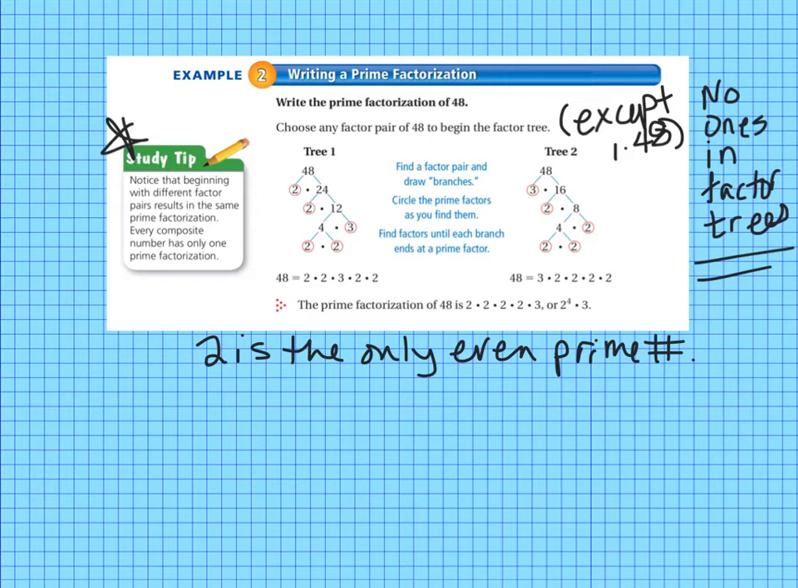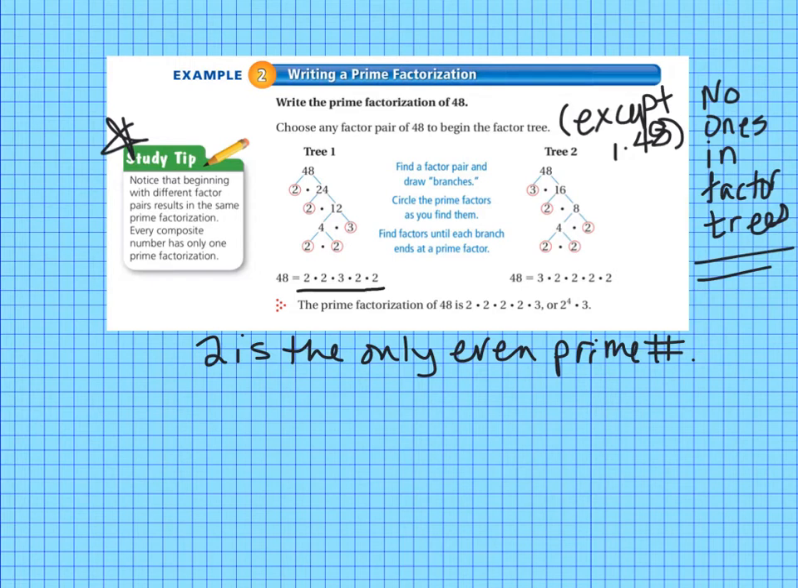So we look at 12. 4 times 3 equals 12. 3 is prime, 4 is not. 2 times 2 is 4, so we circle those 2's. So 48's prime factorization is 2 times 2 times 3 times 2 times 2.